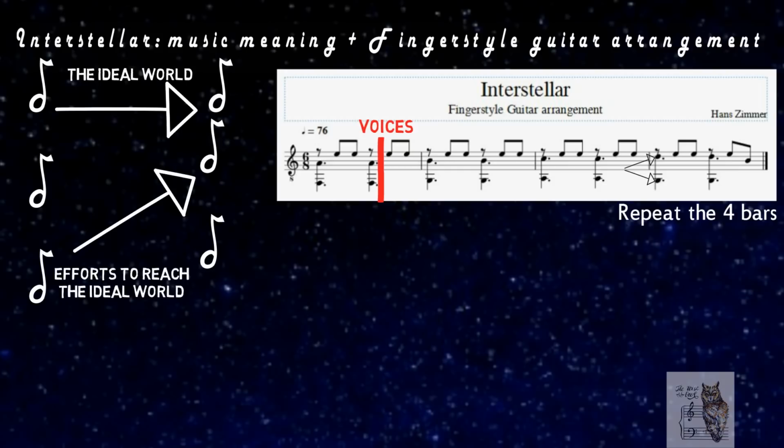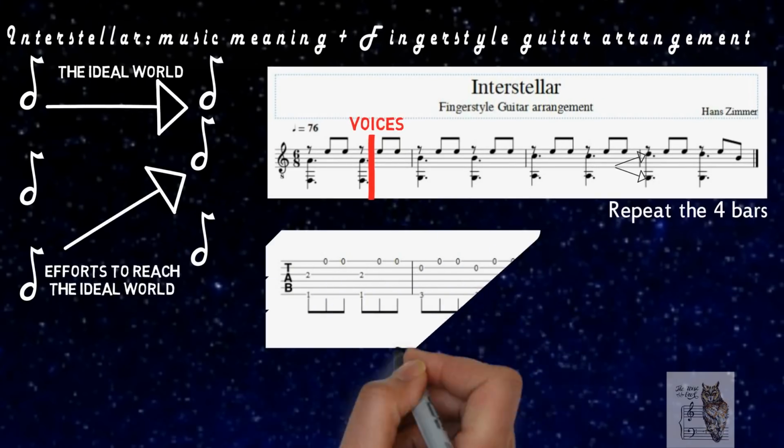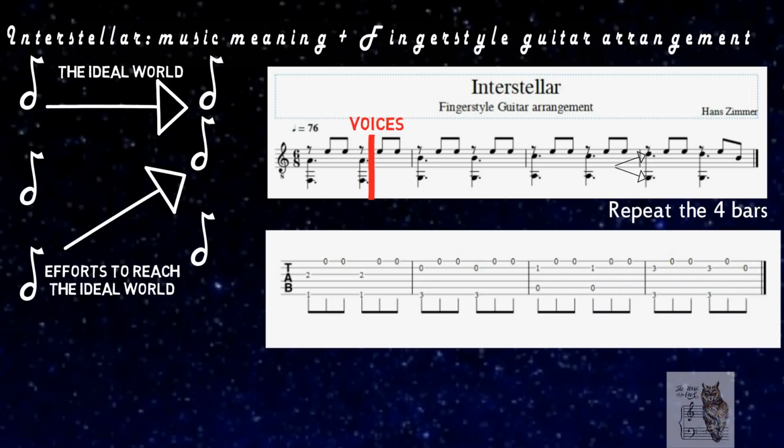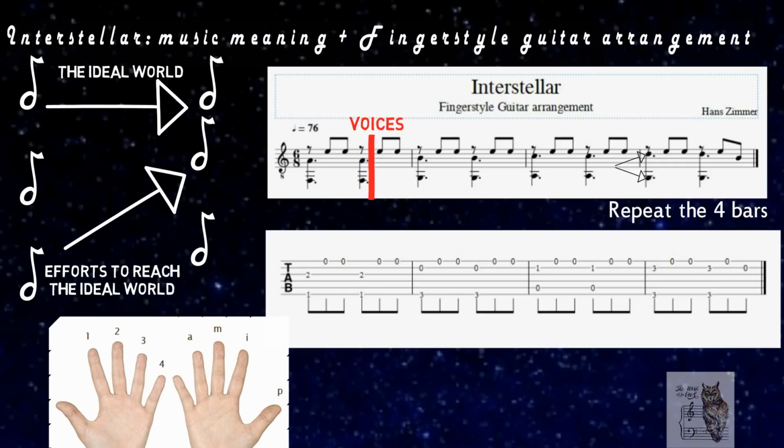Now for guitar players. This fingerstyle arrangement can be played at any level, in the open position. Let's first see the tab. Now in order to play it, we need as well to understand how the fingers are used. So let's consider the classical guitar notation.